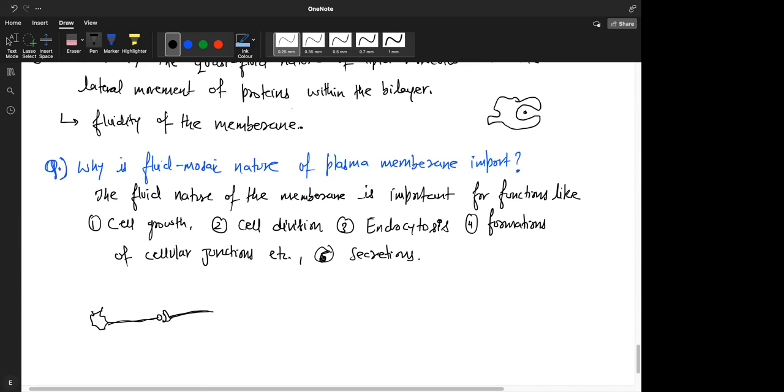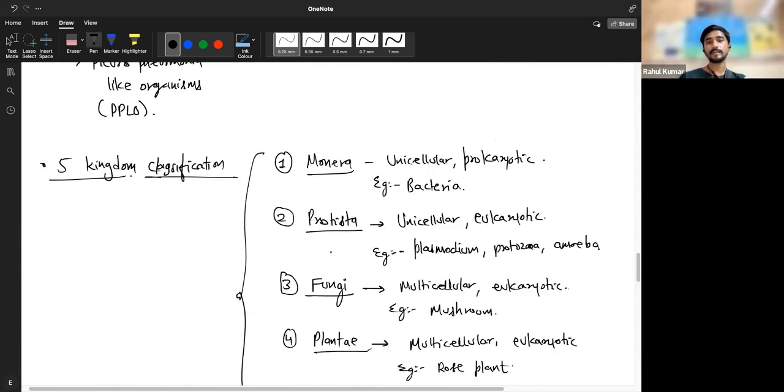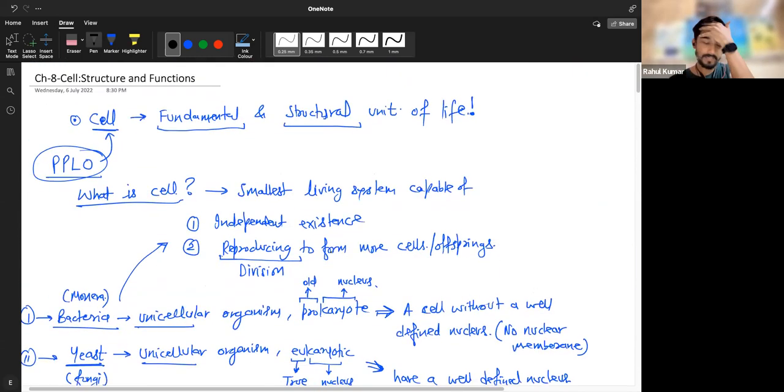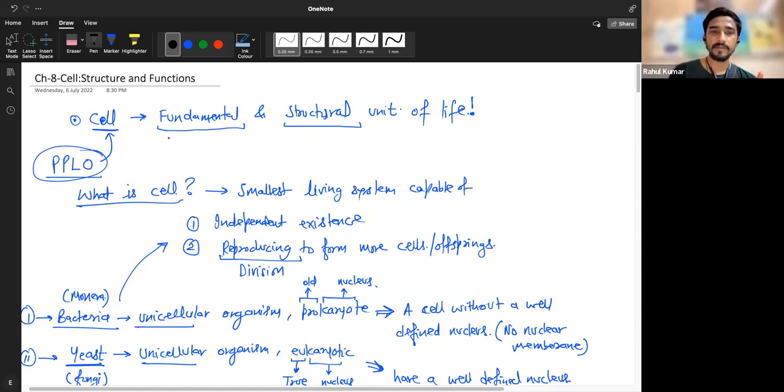So the next topic is a little longer, so I will not start it today. I will end here. What we learned today basically was the fundamentals of the cell, and something basic going into the details of the plasma membrane. I hope you like this teaching methodology. It's working, right? We are discussing, we are learning.